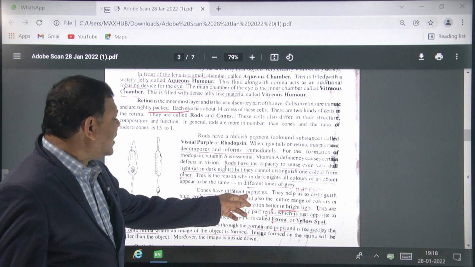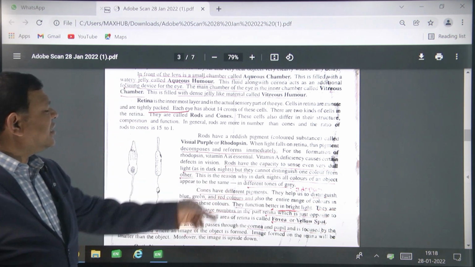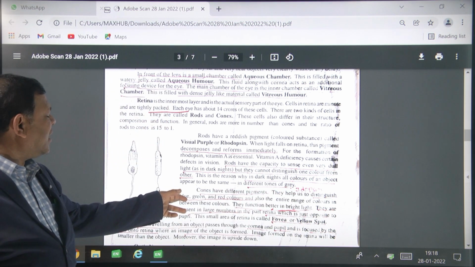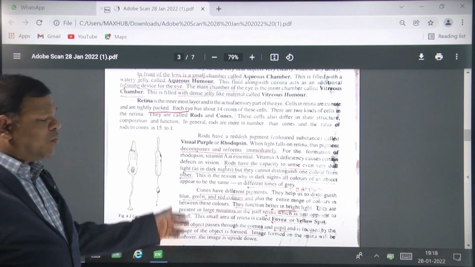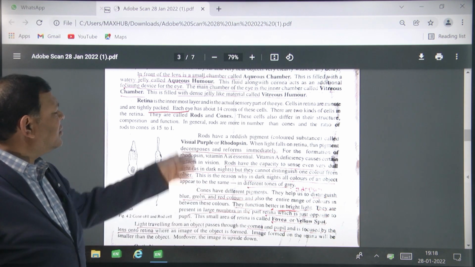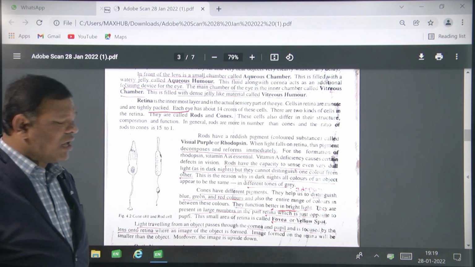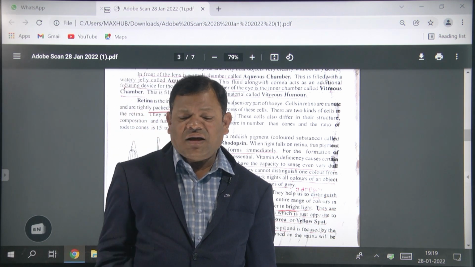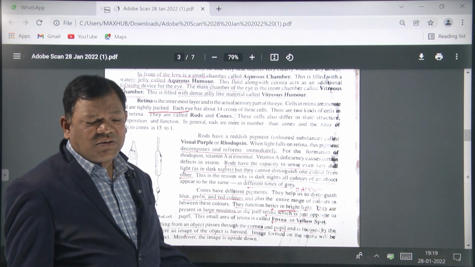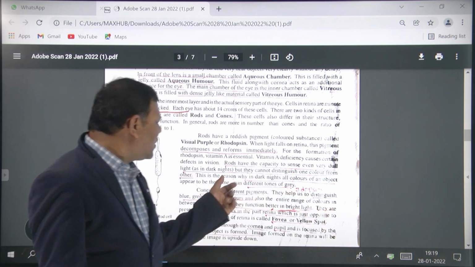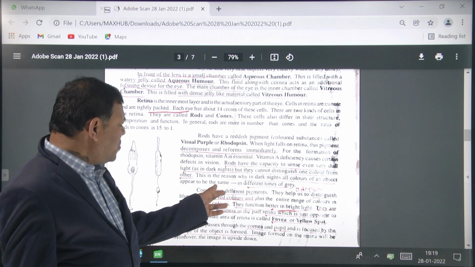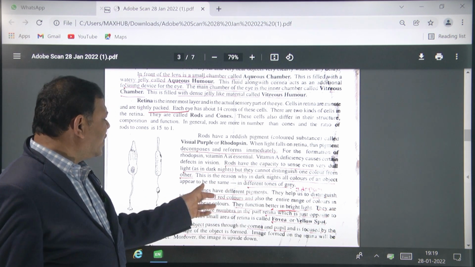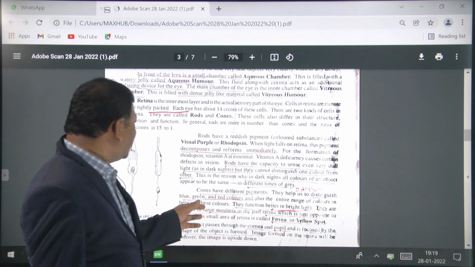Actually, cones have a different pigment present. That pigment name is iodopsin. This iodopsin helps to distinguish colors like blue color, green color, red color. So in the morning time these cones are working. In the night time especially these rods are working. So that's why at night time if you see any object, it is dark black in color, and in the morning time the cones are working. So that's why we identify color because of the cones only. Okay, cones have the different pigment iodopsin. This iodopsin distinguishes blue, green and red color, and the entire range of colors in between these colors.